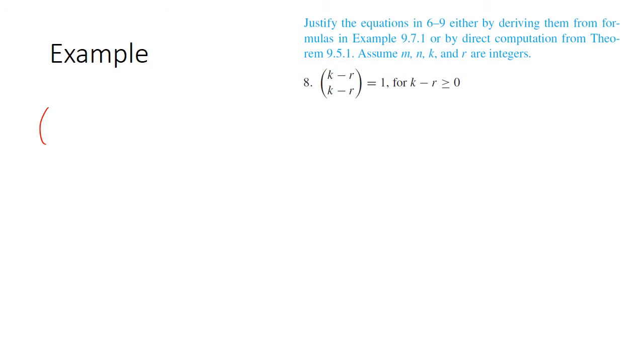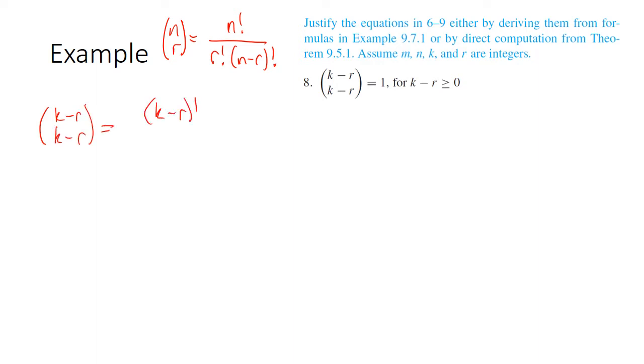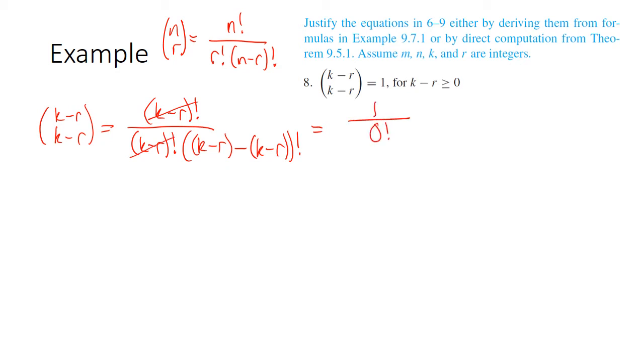So just to remind you, here's the formula: n choose r equals n factorial over r factorial times n minus r factorial. Okay, so k minus r choose k minus r. So we do the top one up here, and then we do the bottom one down here, and then we do the top one minus the bottom one, and that's pretty obviously going to be zero. Okay, so what you're going to see then is that we get cancellation right here and right here. So then we're going to have one over, and then this other one is going to be zero factorial.